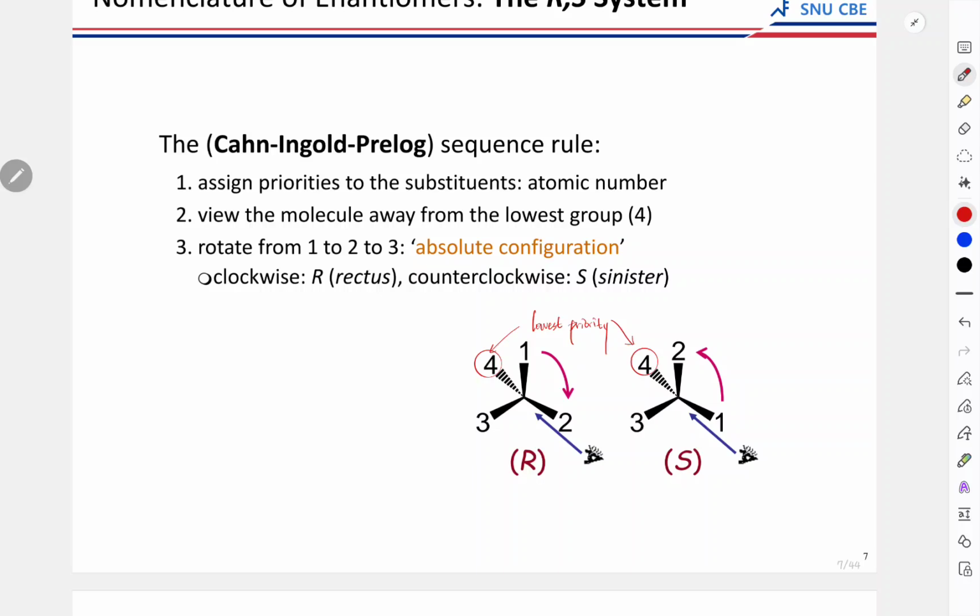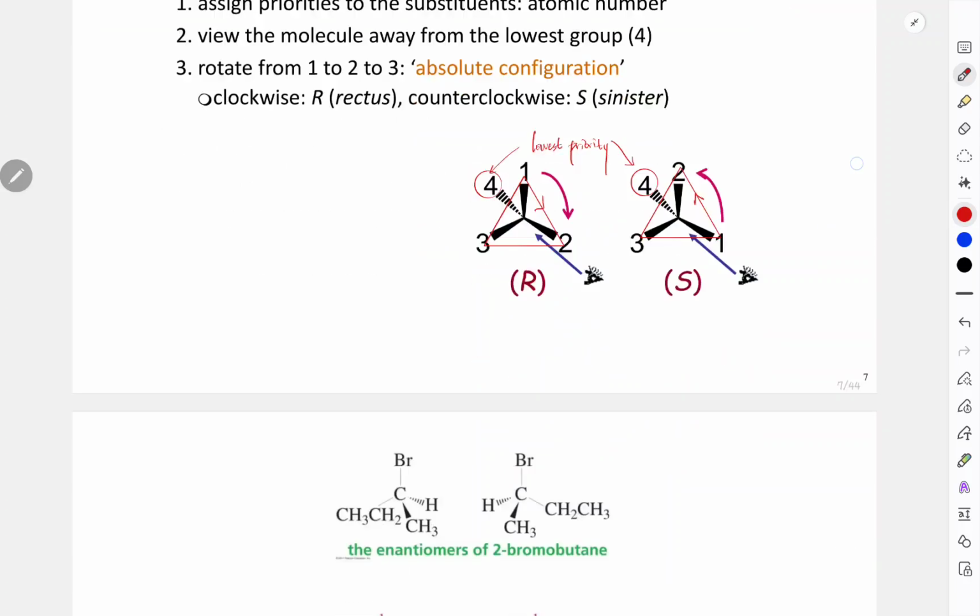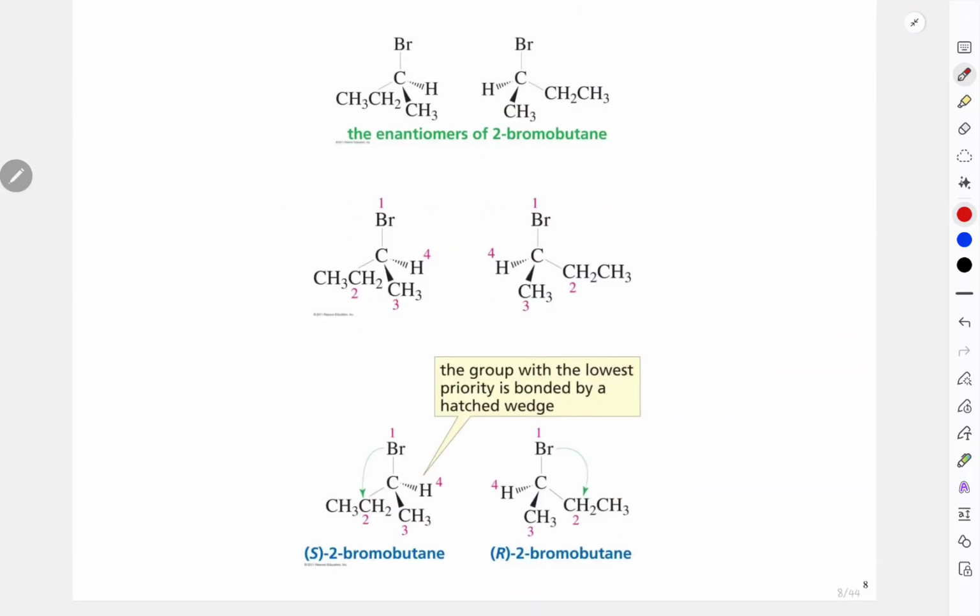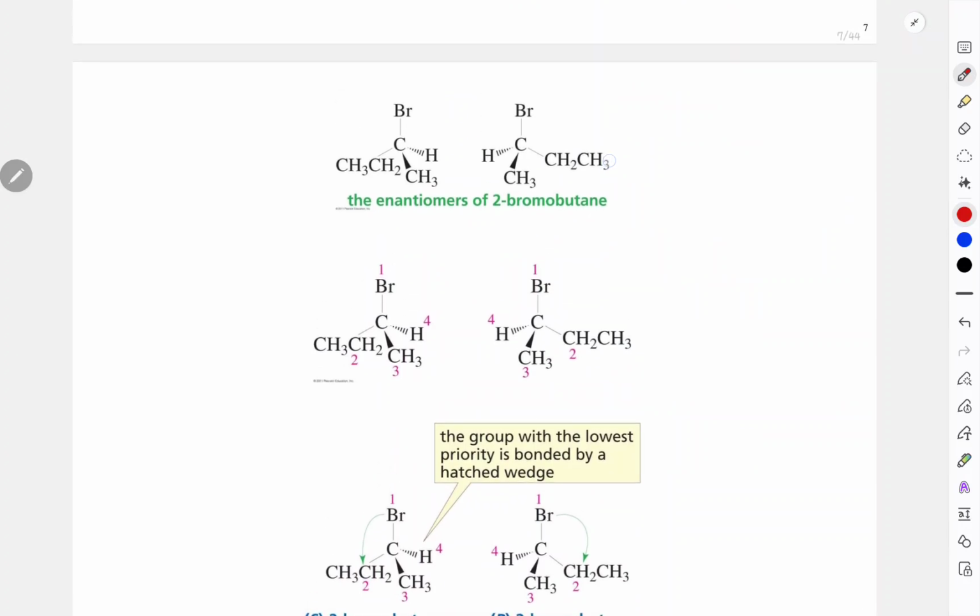That's why this is the R absolute configuration. Whereas for this triangle, you can make the counterclockwise rotation from 1 to 2, 2 to 3, and that's why this asymmetric center is assigned as an S absolute configuration. Okay? That's how we define R versus S. So you can then designate R versus S in this case.